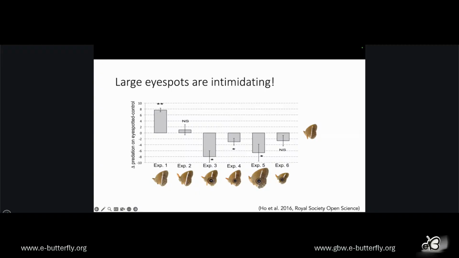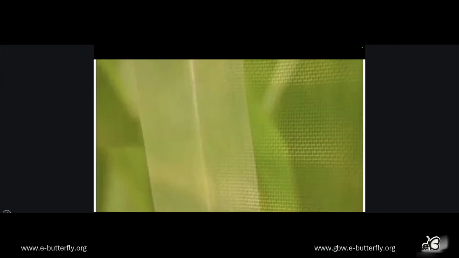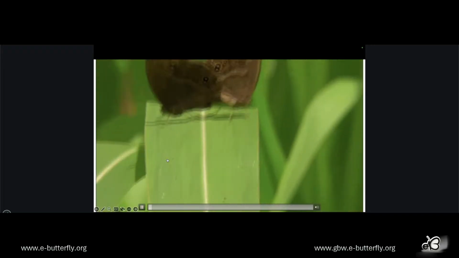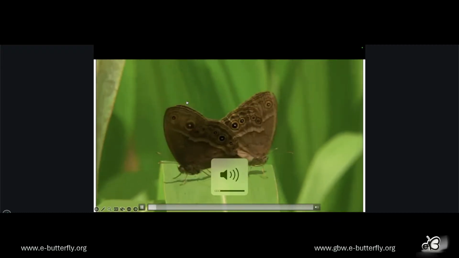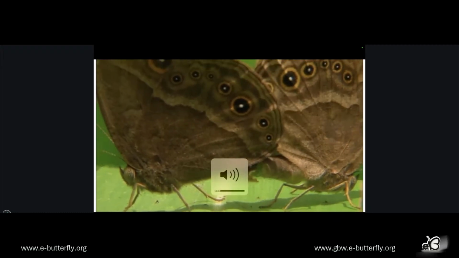But look what happened to these other paper models that have much larger eye spots. They are deterring attacks relative to the attacks that are happening to this individual without any eye spots. So it does seem to be true that if eye spots get to a certain size, they start to have this other function as deterrents. And then another additional function of eye spots is they seem to be involved in mate attraction.